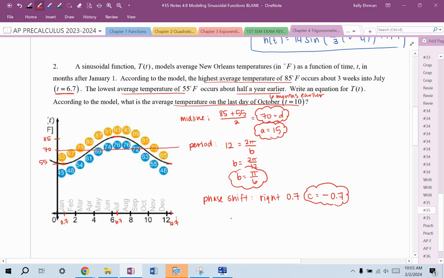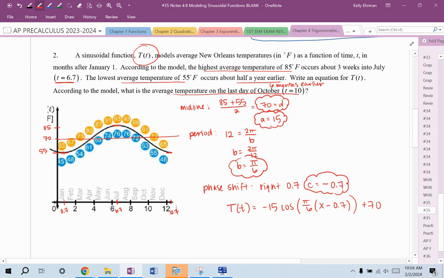So this is, we're supposed to call it T of t. T of t equals, is it positive or negative? This is a cosine curve that starts down, so it's negative 15 cosine of pi over 6, parentheses, x minus 0.7, plus 70. So here's our model. And the question was, what is the average temperature on the last day of October? So what is T of 10?